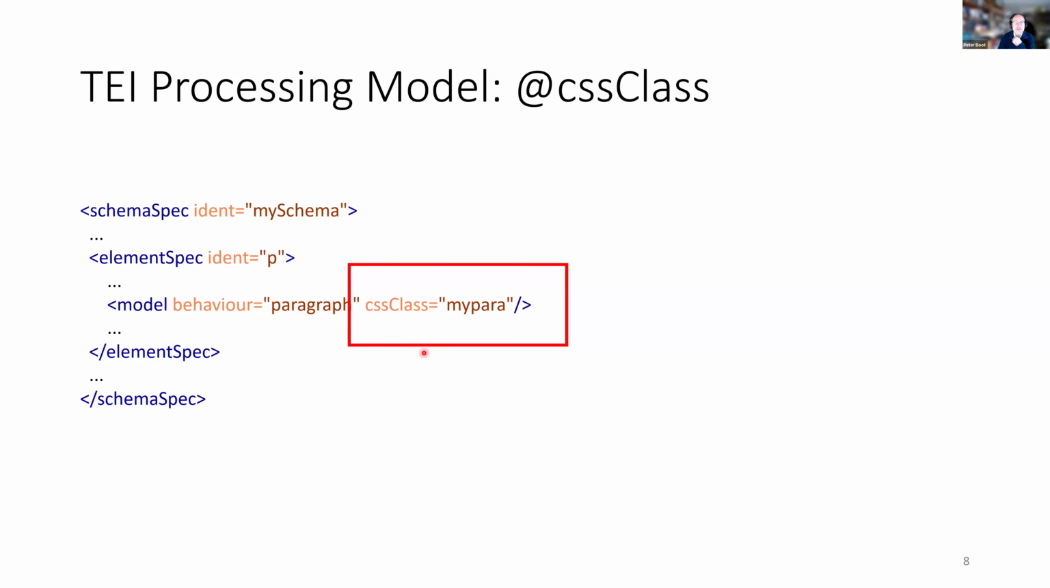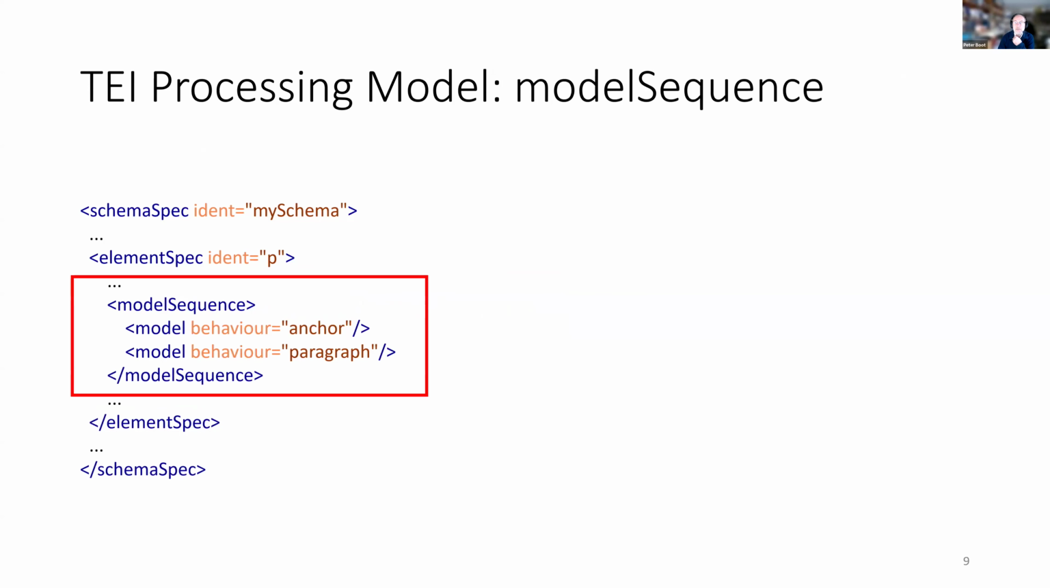We can add some CSS classes for styling. There are other ways of doing CSS here, but we'll skip those. If you want multiple behaviors to be executed sequentially, we have the model sequence element. For instance, in this case, I've said I want an anchor element to be produced before the paragraph, or an anchor behavior to be executed, I should say.